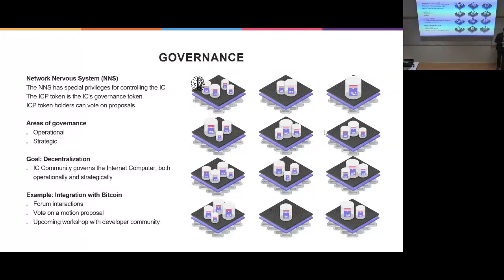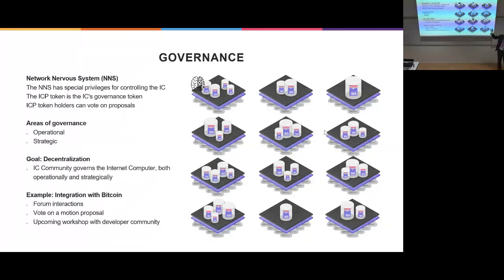So next, let's look at the governance. We also have a new approach to governance. The idea is that we have the so-called NNS, the network nervous system. It lives on a special subnet, and it has special privileges to control the internet computer. We use a governance token, the ICP token, Internet Computer Protocol token, and token holders can vote using this token. This voting determines what the NNS network does with the internet computer.